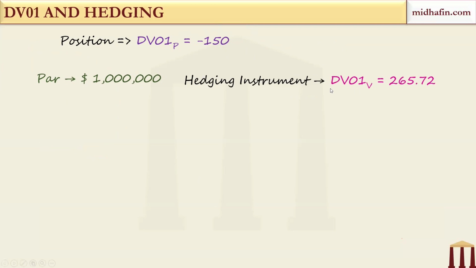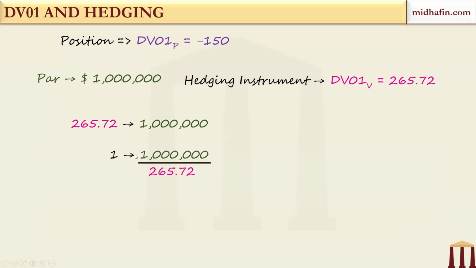Let's say I have a hedging instrument, which is the previous bond that I considered, and using that bond I want to hedge my existing DV01 exposure. The hedging instrument's DV01 is $265.72. So how will I hedge? The principle is really simple. This has been shown using the unitary method, and it's really simple to understand. 265.72 is the DV01 when the face value is $1 million.